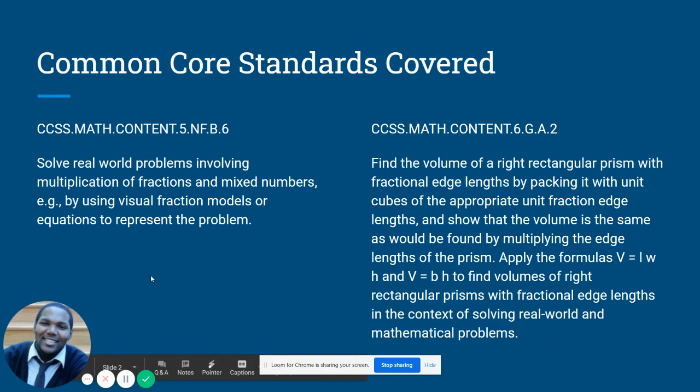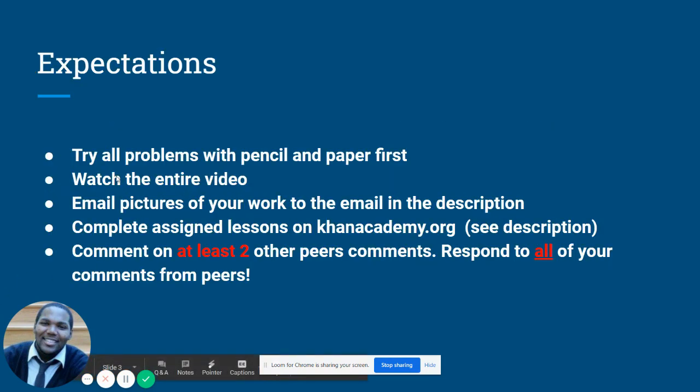You're going to notice something about your standards today: they are both fifth grade and sixth grade standards. That's right. But that doesn't mean that we're covering anything new today. What I want to communicate with you is that what you are learning in fifth grade transfers very well into sixth grade. In other words, you're prepared. And I'm going to show you that today with this lesson.